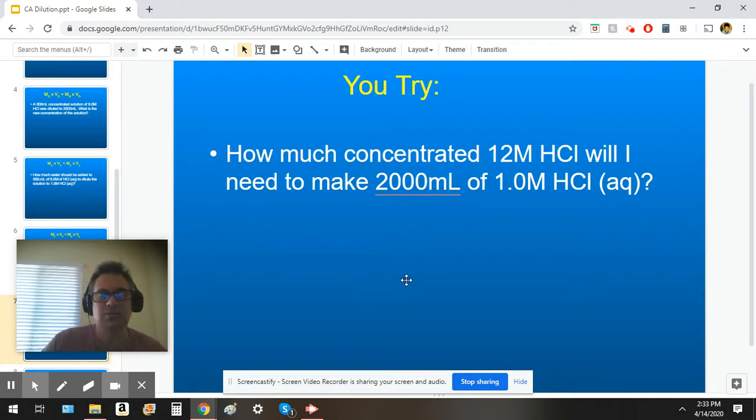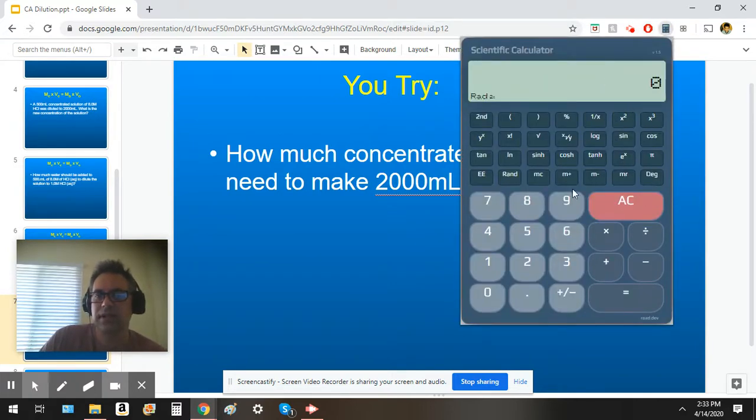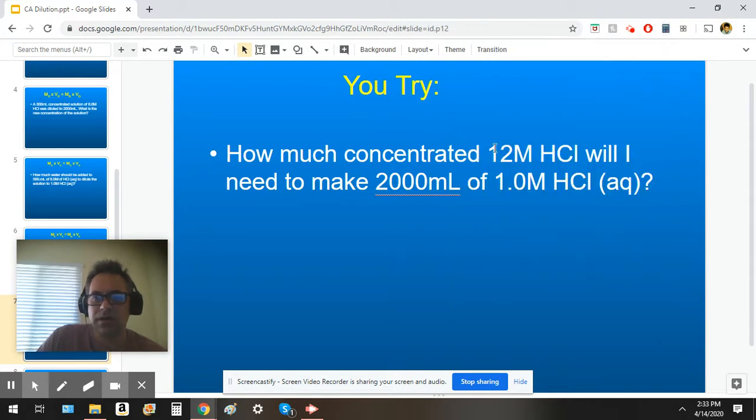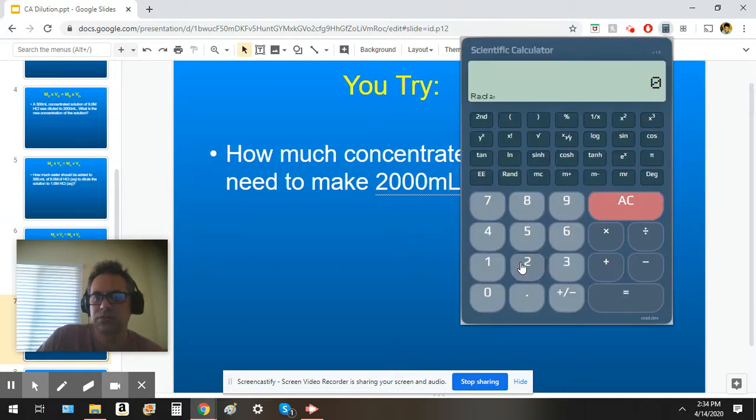Okay, welcome back. Hopefully you have the right answer. I'll just put it in the calculator really quick and you can check your work. We know the dilute information was 2,000 times the 1 molar. The concentrated has the unknown, unknown times 12 molar. So 2,000 times the 1 molar, and then I'm going to divide both sides by the 12 molar. So the molarity cancels. We're left with milliliters, and it turns out it's 166 repeating 6 milliliters of concentrated 12 molar acid. That's how much we want to start with.